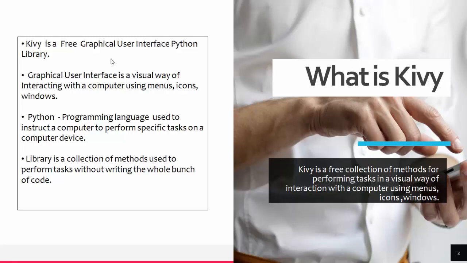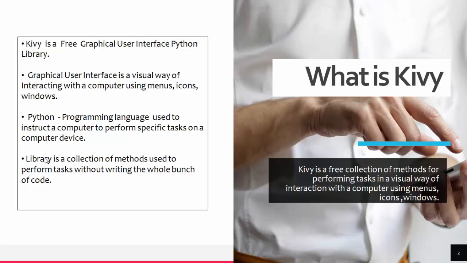Where is the Kivy library available? It's available in Python, which is a programming language that instructs a computer to perform specific tasks by writing down the code. For those who are beginners, I'd like to explain what a library is. A library is a collection of methods used to perform tasks without writing a whole bunch of code.